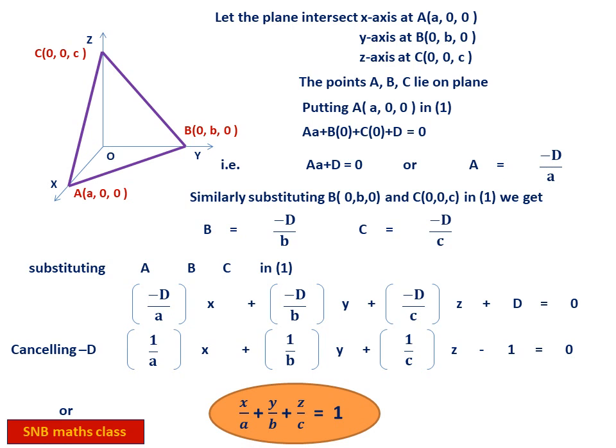A similar equation we studied in straight lines last year, that is, x/a + y/b = 1. That is called the intercept form of a straight line. Here it is the intercept form of a plane. So one more term is there, that is z: x/a + y/b + z/c = 1. Here you should remember what the value of small a is. It is the coordinate of the point A on the x-axis, (a,0,0). So it is the x-intercept. Similarly, b is the y-intercept, c is the z-intercept. So we call it the intercept form of a plane.